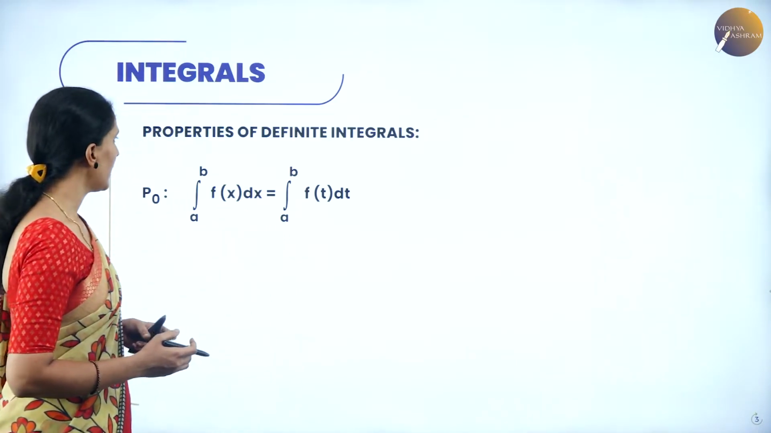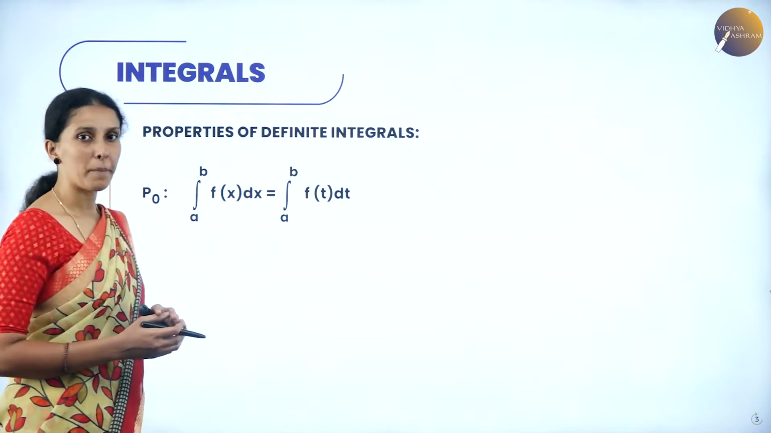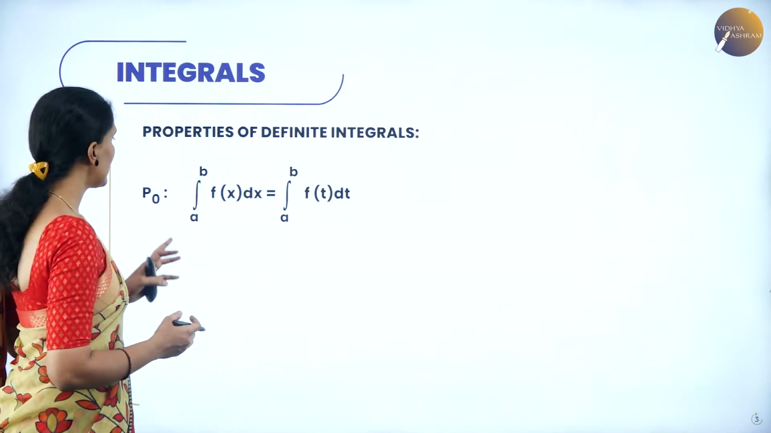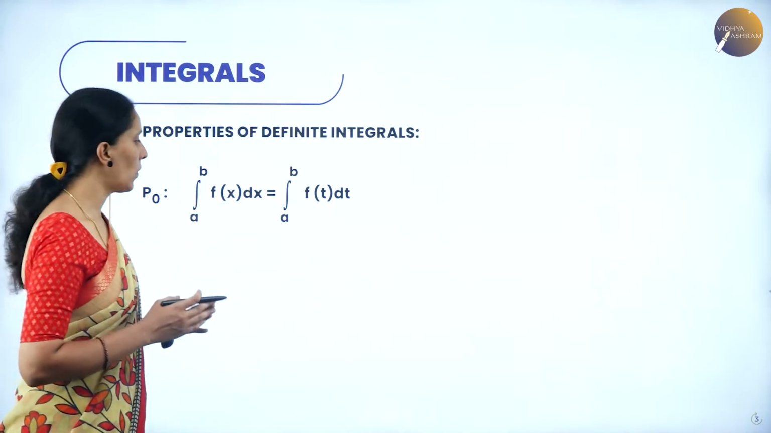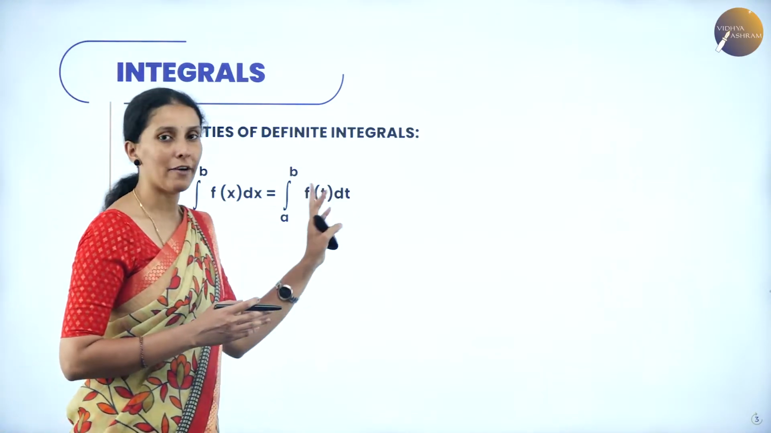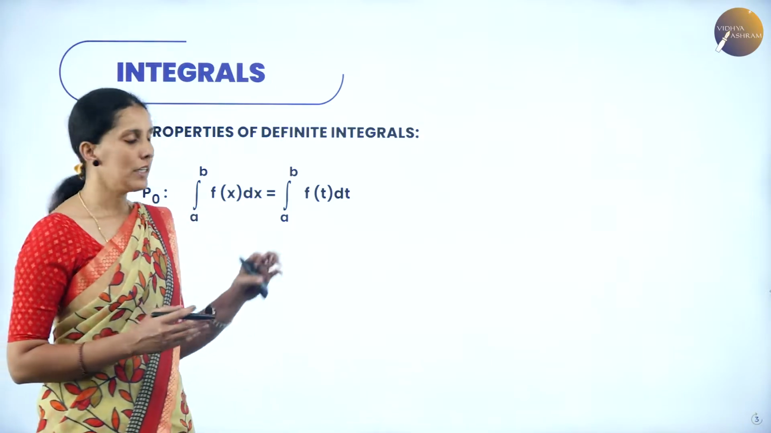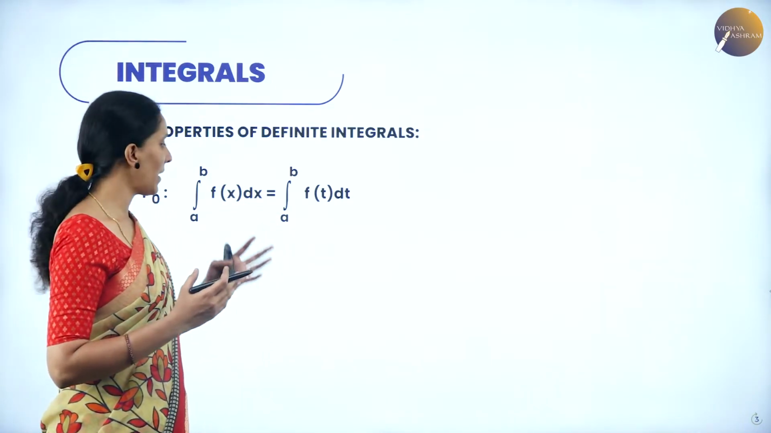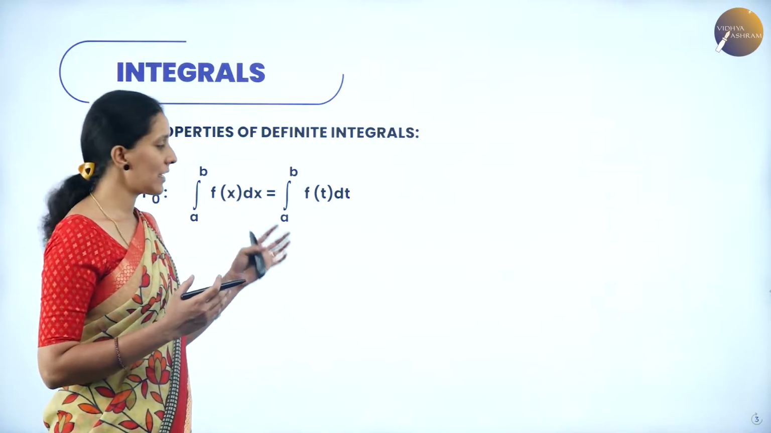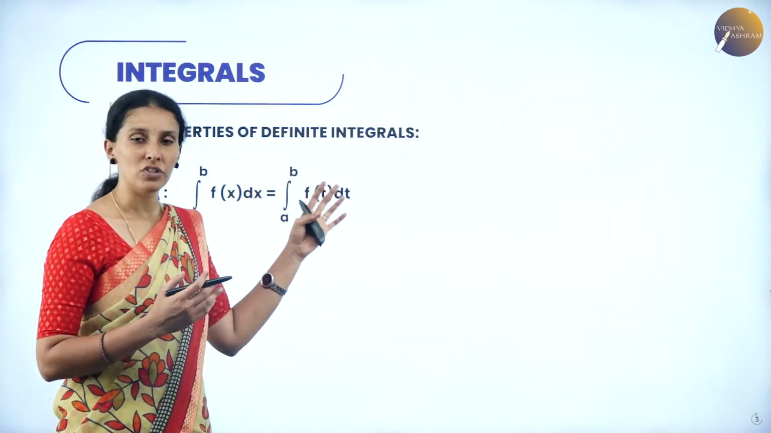The first property is denoted as P0. It says integral from a to b f of x dx is equal to integral from a to b f of t dt. Here f of x dx means you are integrating f of x with respect to x, and here you are taking function f of t with respect to t.